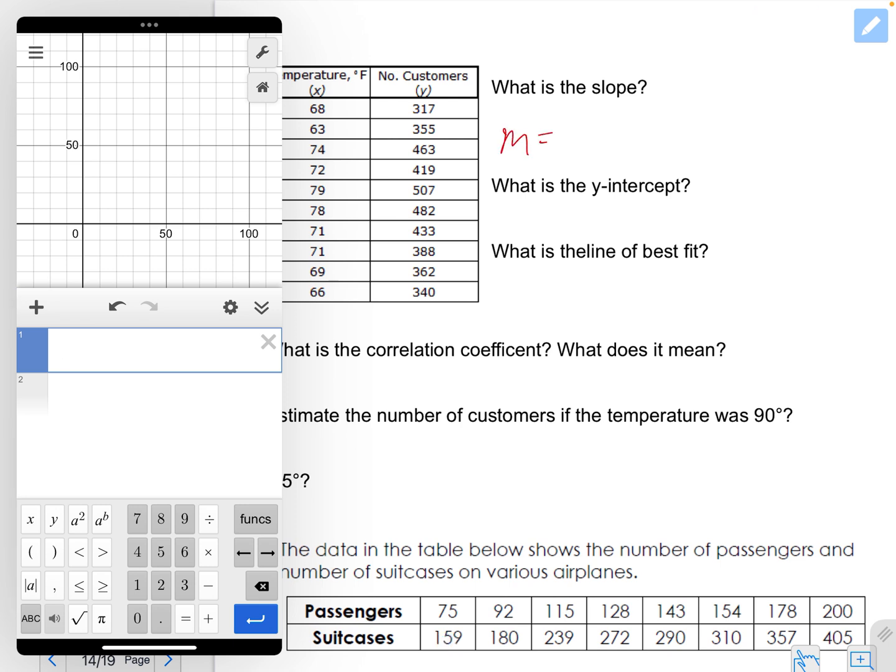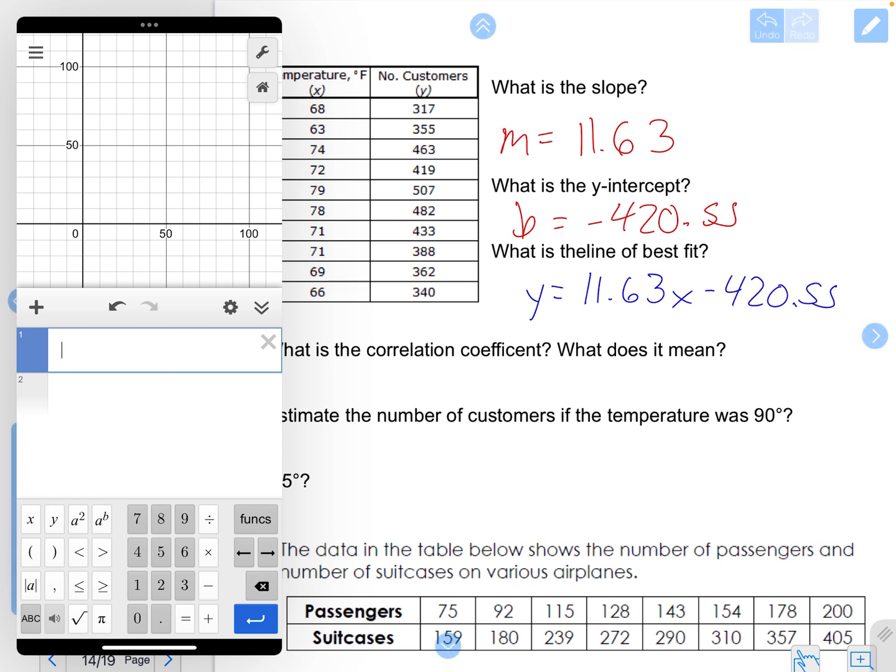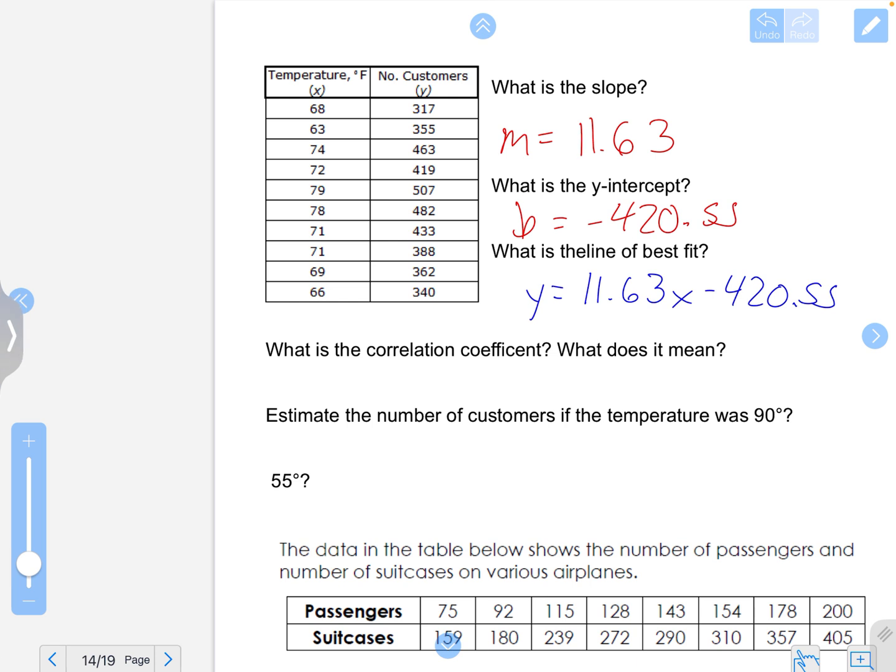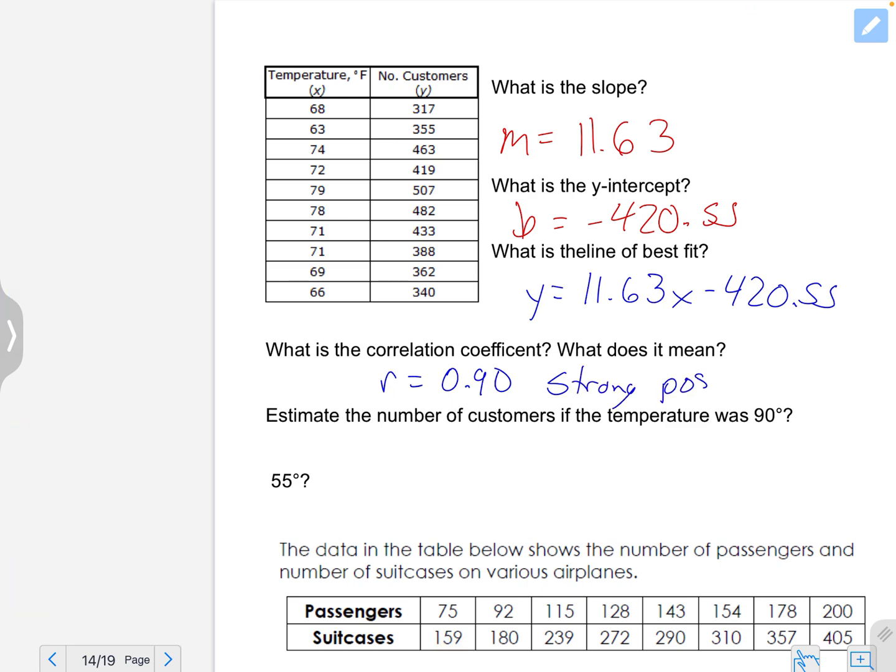All right, your slope should be 11.63. Your b should be a negative 420.55, which should make our line of best fit y equals 11.63x minus 420.55. Our correlation coefficient, or our r, should be 0.90, which is a strong positive correlation.